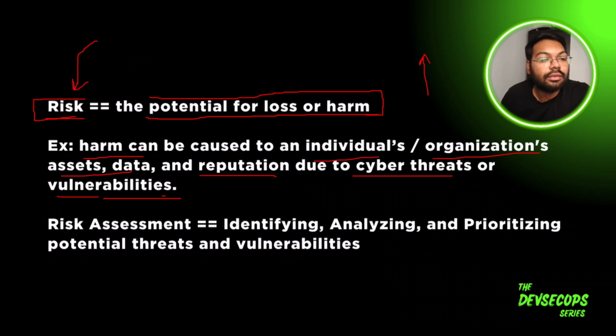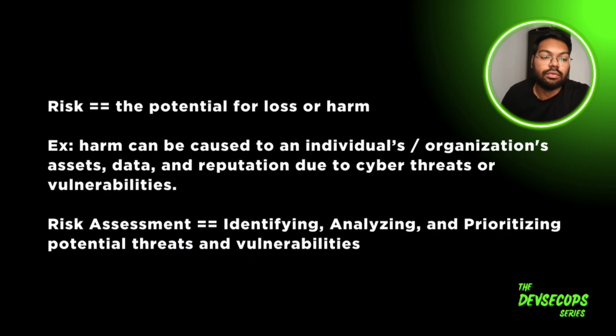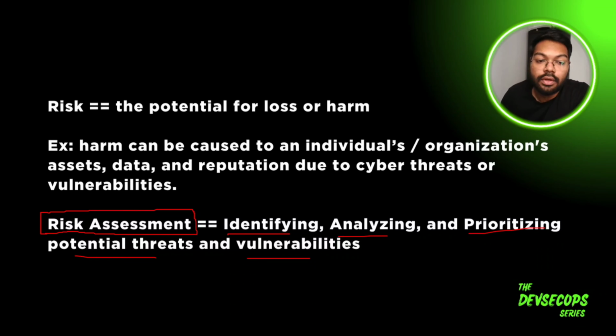Okay, so that is what a risk is. Now we know there would be certain potential for loss or harm in our applications anyhow. Now, what to do about it? What we have to do is risk assessment. Assessment is identifying, analyzing, and prioritizing the potential threats and vulnerabilities. First, identify and analyze what risks are present in your application. Then, once you know what risks are there, you can prioritize these potential threats and vulnerabilities.